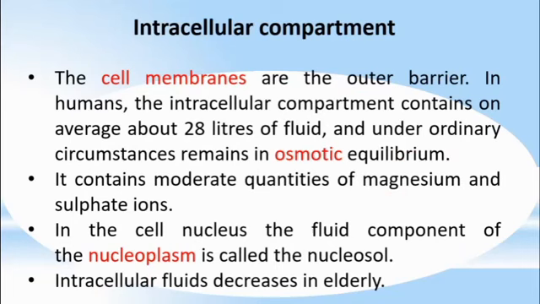In humans, the intracellular compartments contain on average about 28 liters of fluid, and under ordinary circumstances remain in osmotic equilibrium. It contains moderate quantities of magnesium and sulfate ions. In the cell nucleus, the fluid component of the nucleoplasm is called the nucleosol. Intracellular fluid decreases in the elderly. So with age, these intracellular fluids decrease.